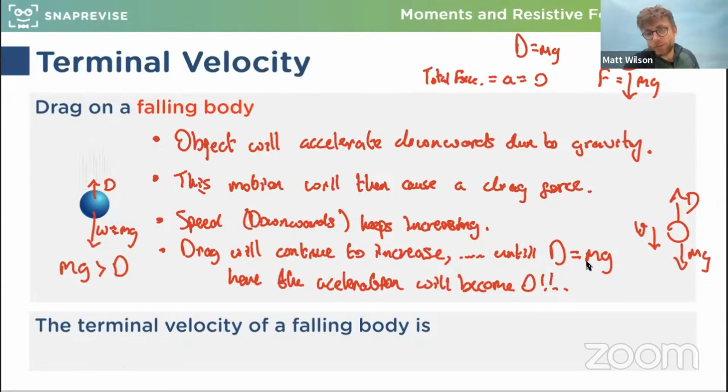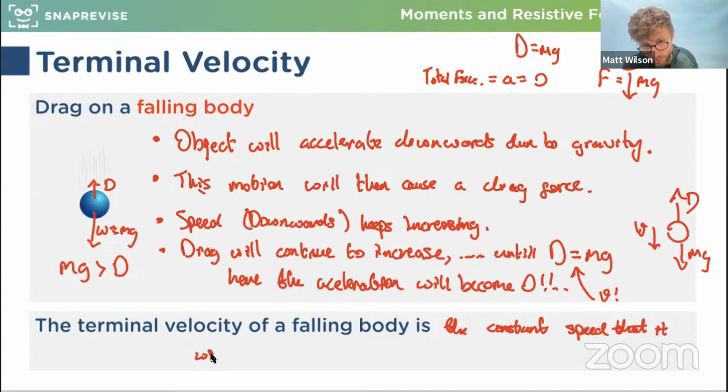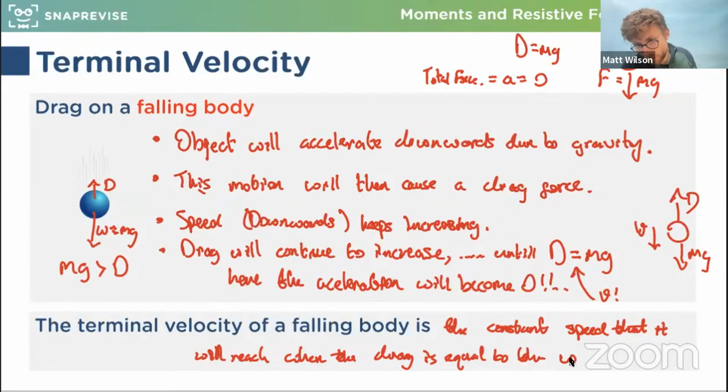So we have a special word for this very special velocity at which this happens. It's called the terminal velocity. So the terminal velocity of a falling body is the constant speed that it will reach when drag is equal to the weight.